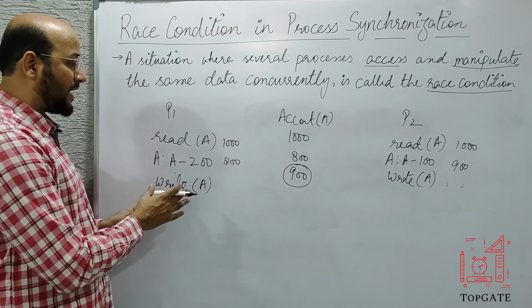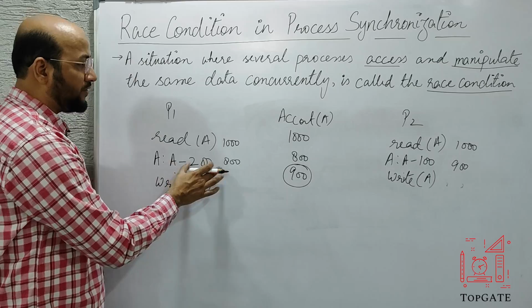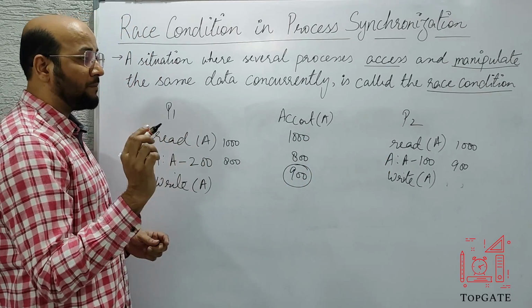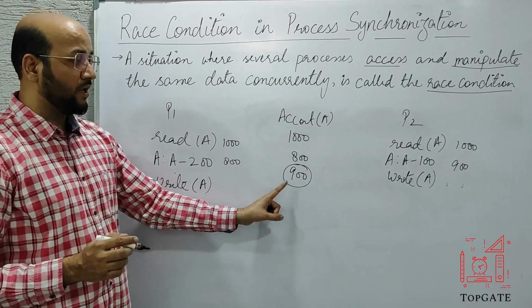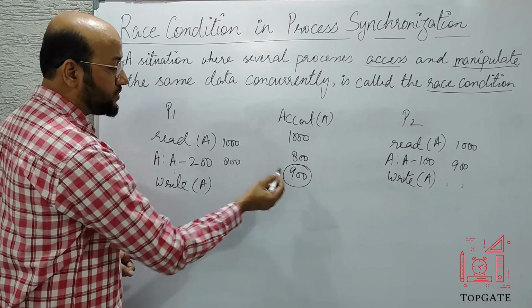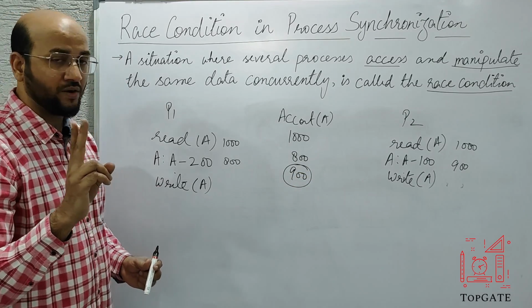However, the cash that we dispensed is 200 plus 100, that is 300. So the correct value should be 700. But in this case, the value is 900. So we are in loss of 200 rupees.